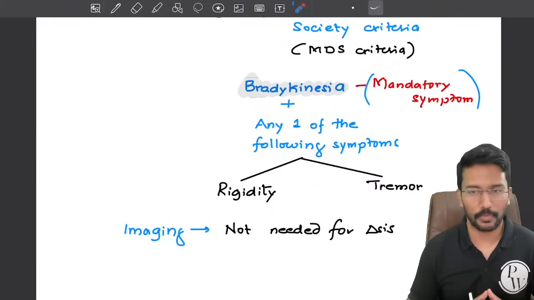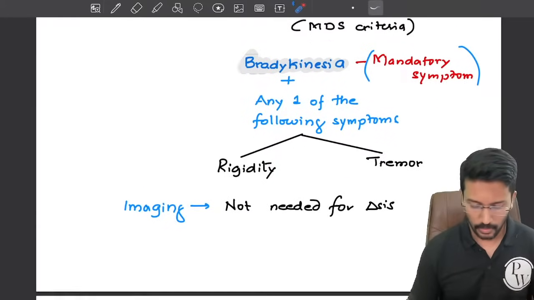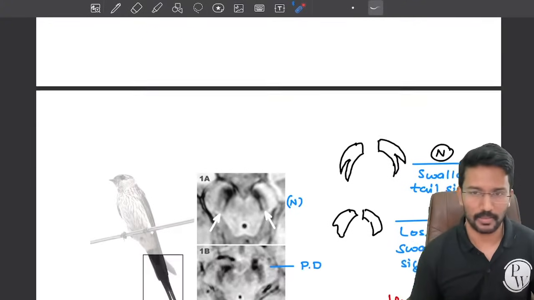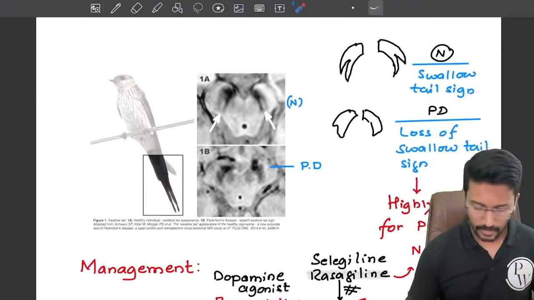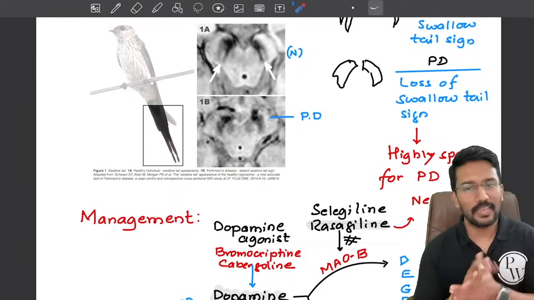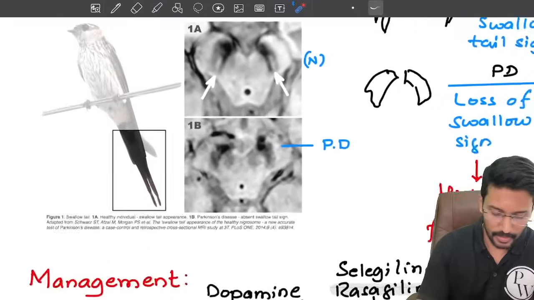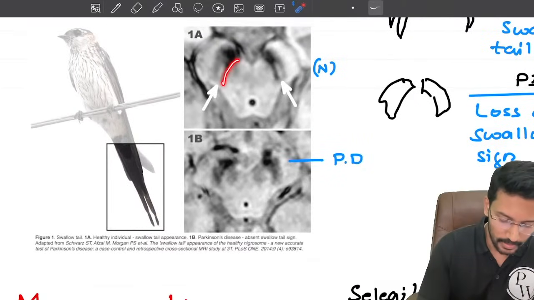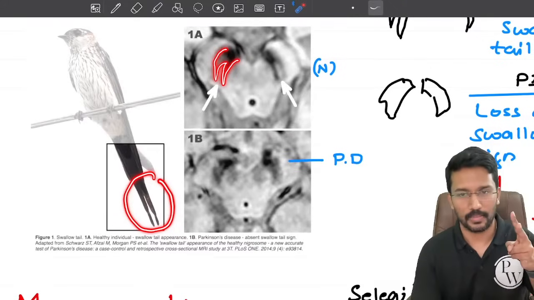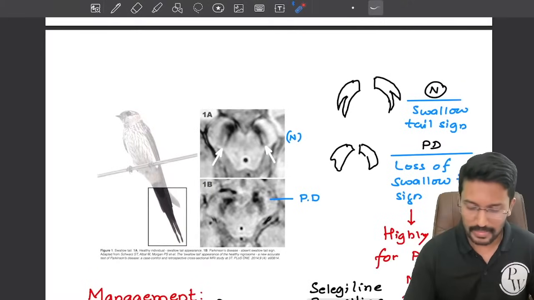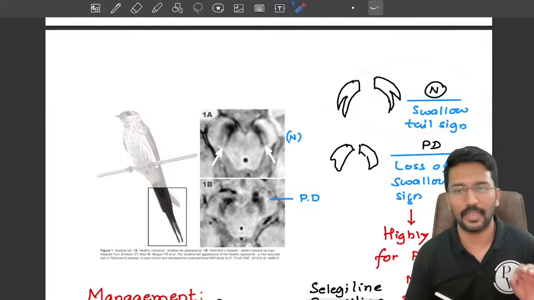Management you also study in pharmacology, but before going there, one quick image based question. Imaging is generally not required for Parkinson disease, but still they can ask you questions. And what is that question? When we see the substantia nigra in MRI, right? The normal substantia nigra appears like the tail of a swallow bird, a bifid appearance, right? This is what we call the swallow tail sign. So normalcy is presence of the swallow tail sign.